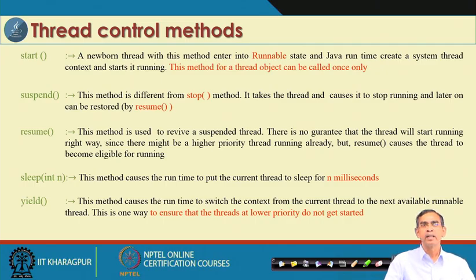And yield method basically switches the context from the current thread to the next available running thread, that is, a runnable thread. Usually this yield method is used by the scheduler to invoke threads which are waiting, ready for execution in the runnable state.